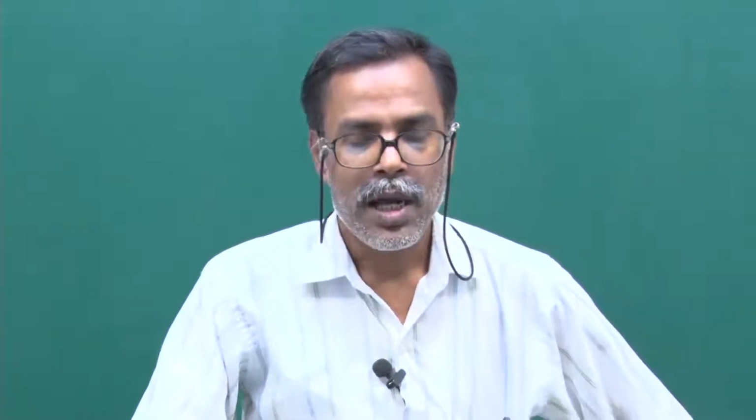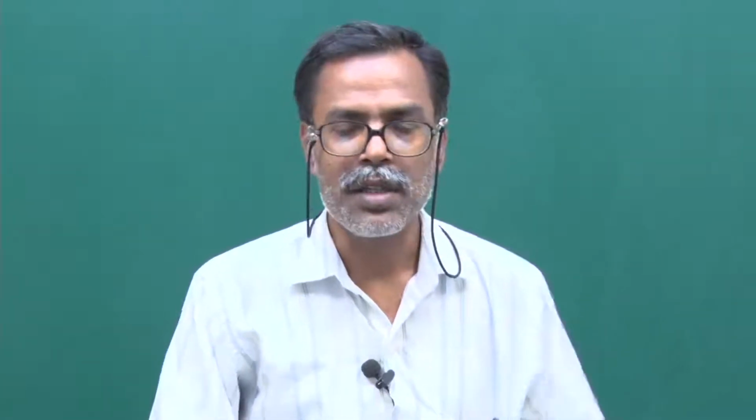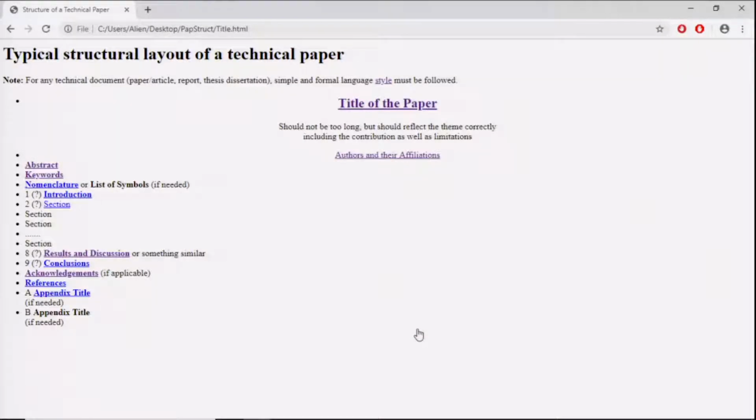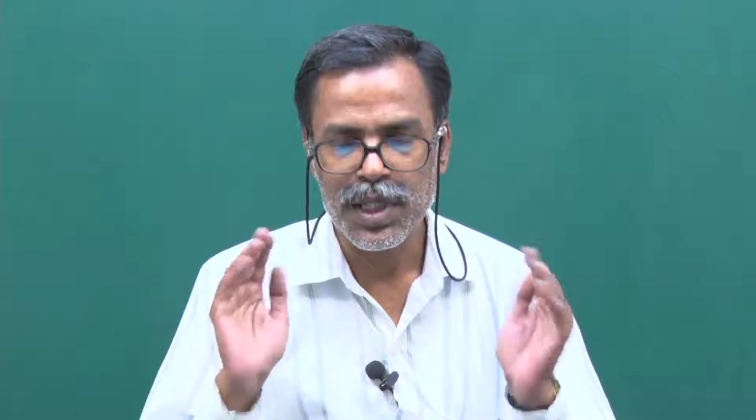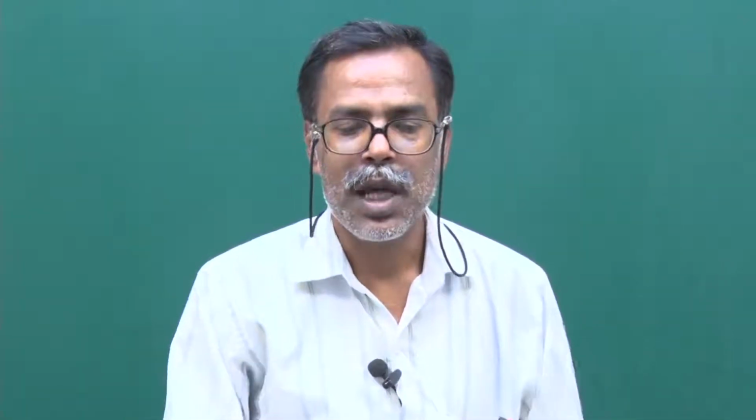Okay. So, having covered the style elements, we next go into those things which actually appear in your paper. First is the title. The title of the paper should not be too long, but it should reflect correctly the theme of the paper, including the contribution as well as limitations. So, what the paper does and about what kind of things it does, this much should appear clearly in the title.